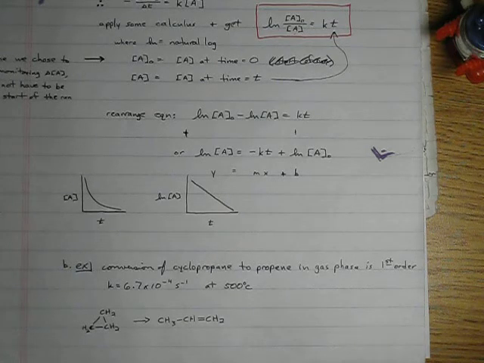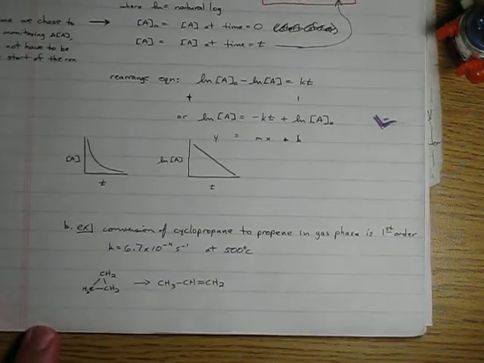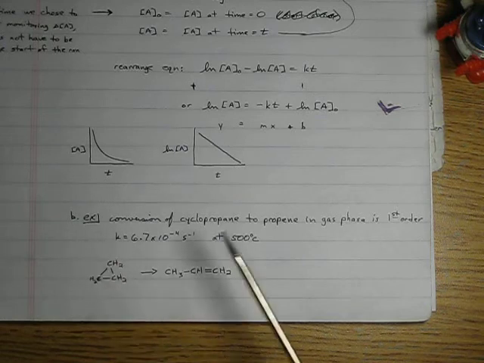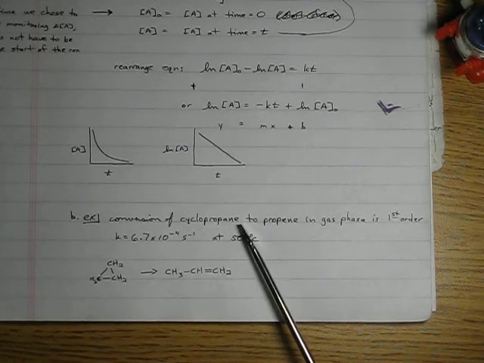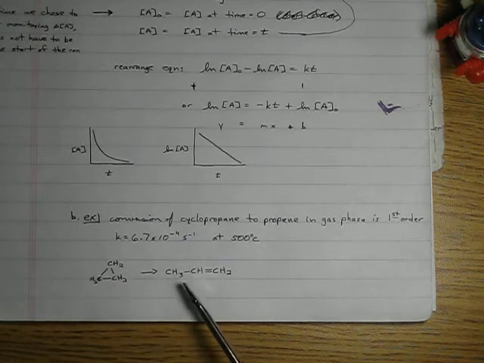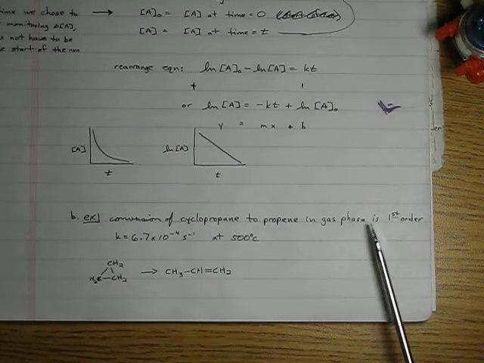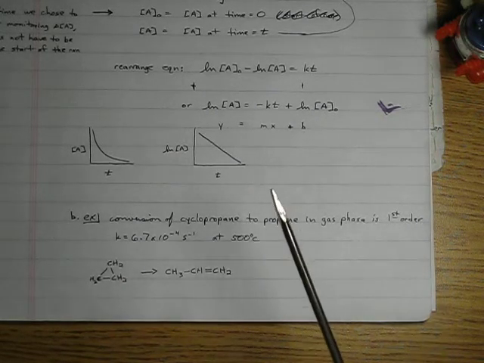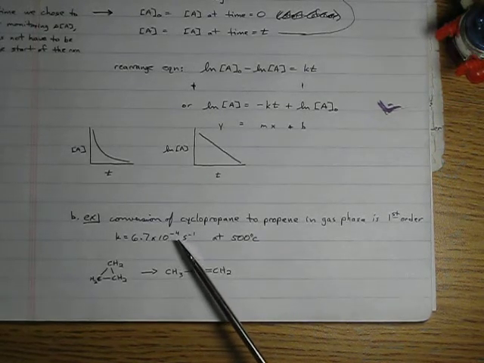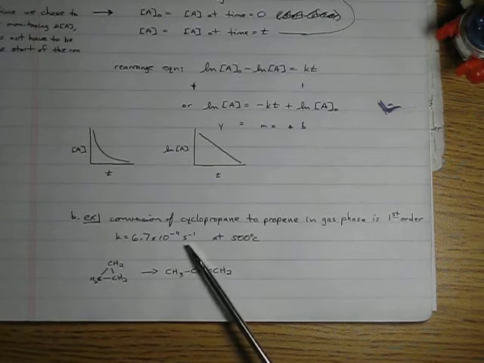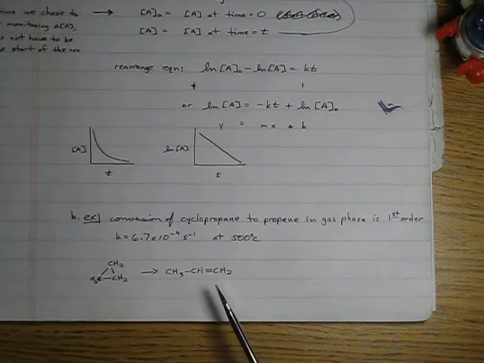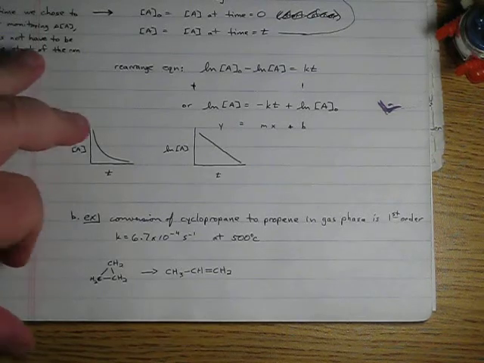All right, so let's look at an example. Let's do some math. Everyone wants to do some math. The conversion of cyclopropane, which is this molecule right here, to propene, this molecule right here, is first order. We're told it's first order. And here's the rate constant, 6.7 times 10 to the negative fourth per second, second to the minus 1, at 500 degrees Celsius. So we're given this reaction, and we're given that rate constant.